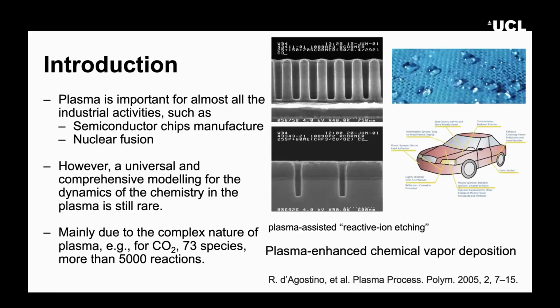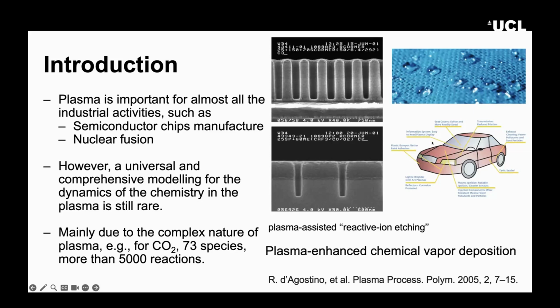So why do we study plasma chemistry? Because plasma is a very important tool for almost all industry activity, such as semiconductor fabrication. People use plasma enhanced CVD to do the etching for semiconductor fabrication. Also, plasma can be used to fabricate waterproof or oil-proof surfaces. Also, in the automobile industry, people use a lot of plasma technologies.